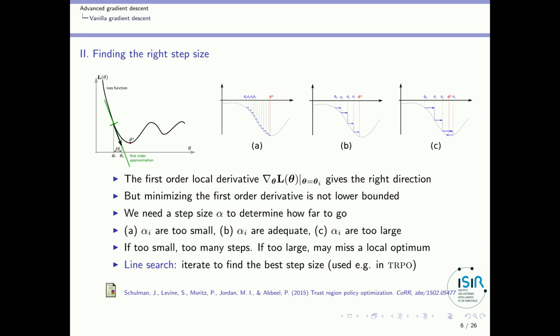So here you would have the case where the step size is adequate. If it is too small, you take too many steps. If alpha is too large, you may miss a local optimum. One technique to find the best step size is called line search. It's used in algorithms such as TRPO, which is a standard deep reinforcement learning algorithm, where you take a step size, and if it's too small, you increase it. If it's too large, you decrease it. So you iterate over a few iterations to find the best step size.